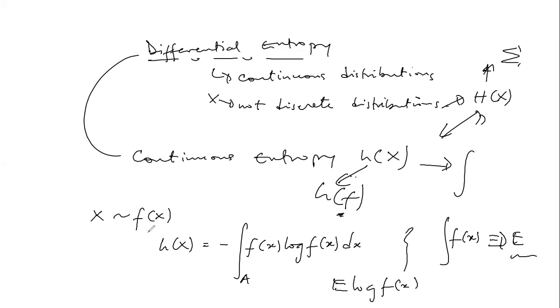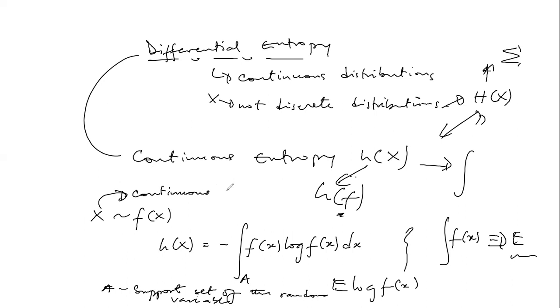And we already made mention that A, in this case, is a support set of the random variable. And X, in this case, is not a discrete random variable, but it is a continuous random variable. Okay.